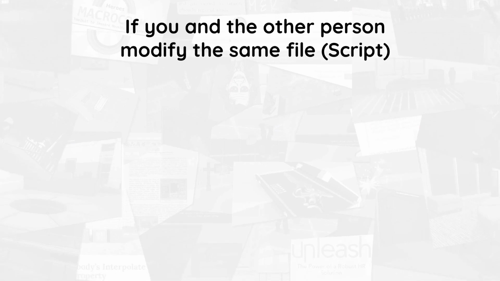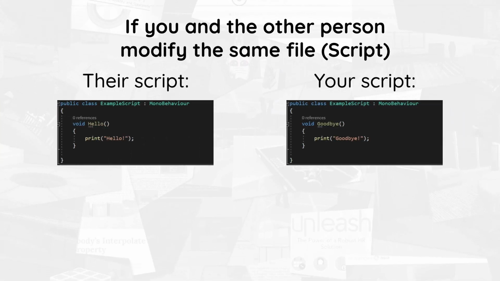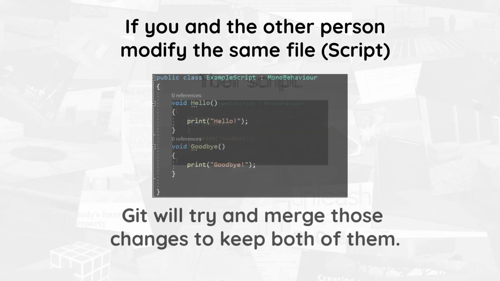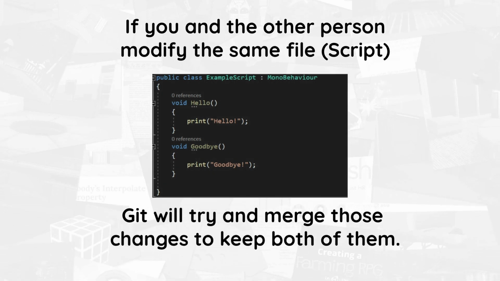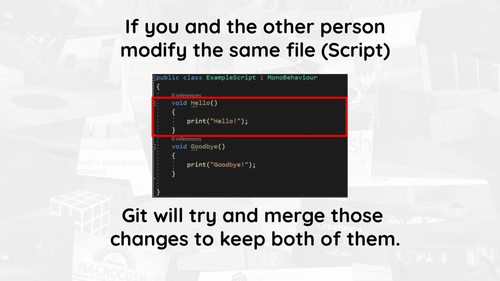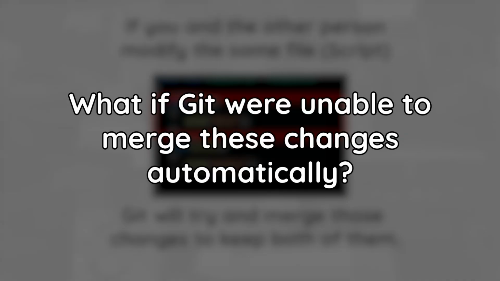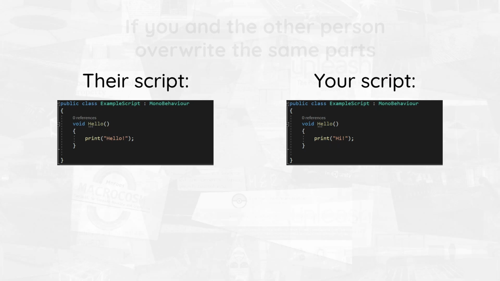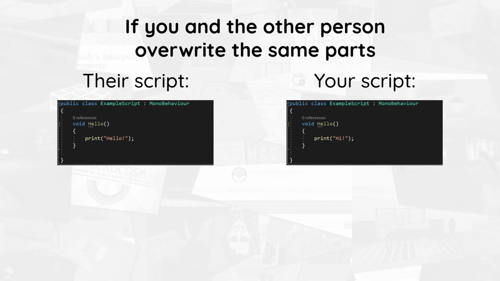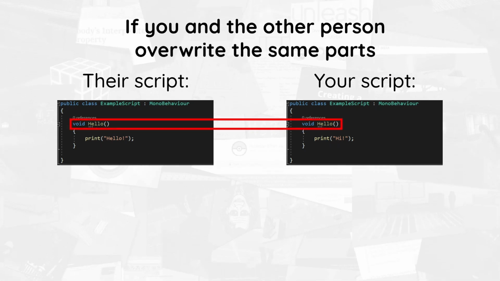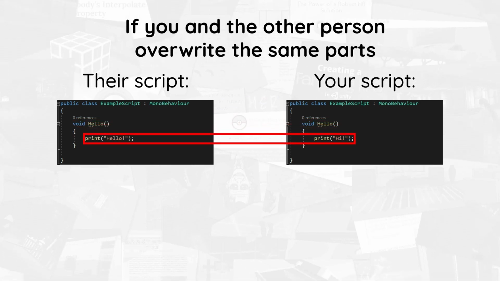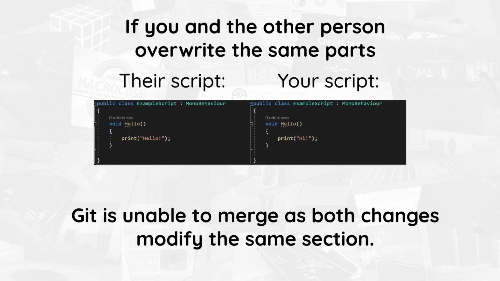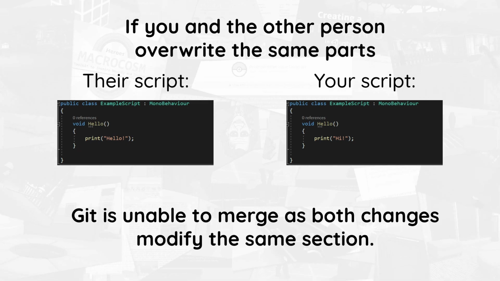If it turns out that in these changes, you and the other person modified the same file, Git will try and automatically merge those changes together so that the file keeps both you and the other person's edits. However, what would happen though if Git were unable to merge these files together for some reason? For example, in some stroke of coincidence, you and some other person decide to write a function with the same name, but code it differently. If this happens, Git will be unable to merge these changes as both of these changes modify the same section.